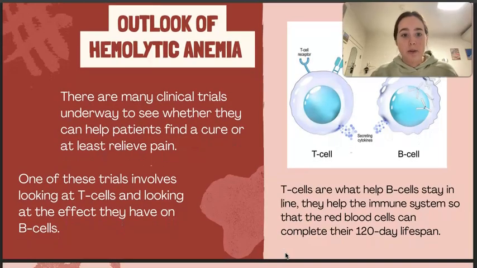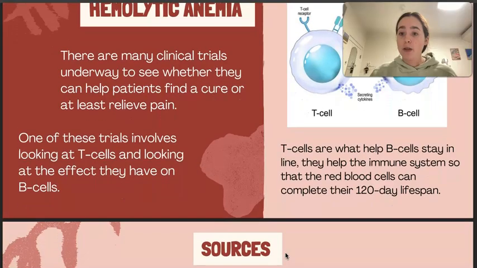So the outlook, continuing on: there are many clinical trials, as I said, to help patients find a cure or even a little bit of pain relief, because this can be very, very painful. One of these trials looks at T cells and B cells. Over here I have a picture of T cells and B cells to show what those look like. T cells are what help B cells stay in line. They help the immune system, so red blood cells can complete their 120-day lifespan.